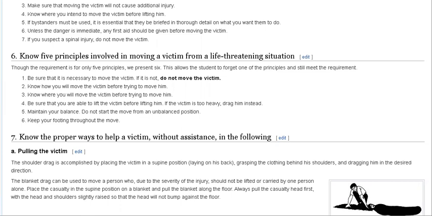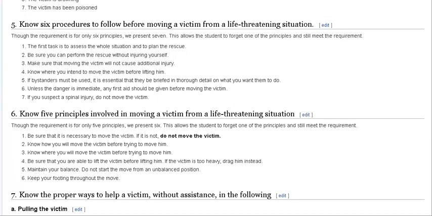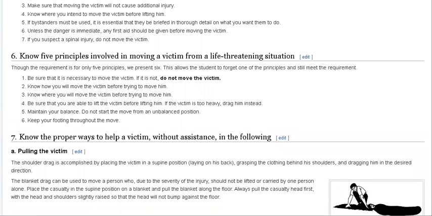Know 5 principles involved in moving a victim from a life-threatening state. Oh, so I have 5 procedures of it. Now it's 5 principles. Okay. Number 1, be sure that it's necessary to move the victim. If not, do not move the victim. So if it's not necessary, do not move the person.